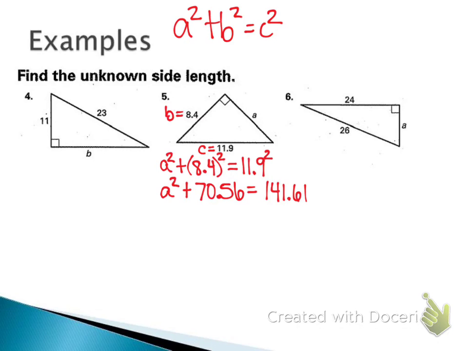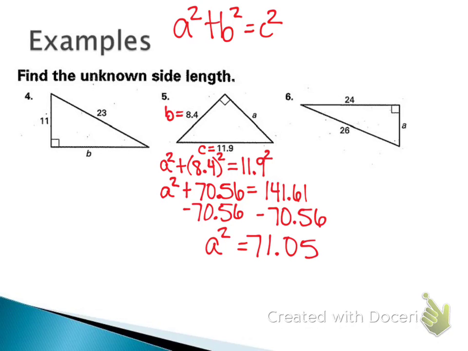All right, then we have to solve for A. First thing I need to do. I heard somebody whisper subtract, which is correct. Subtract the 70.56. Are we all ready to continue? So we're left with A squared equals 71.05, but then we're not finished.